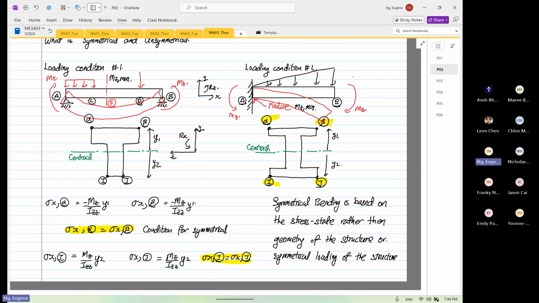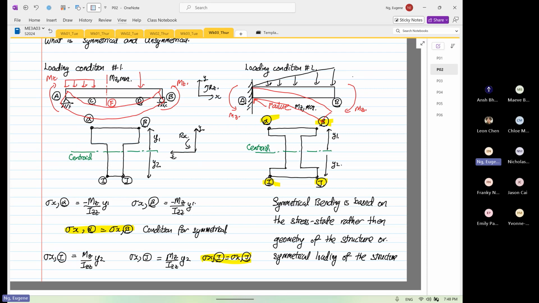A lot of times it seems to be obvious. Why is that? Because when we hear the terms symmetrical and unsymmetrical, our mind automatically goes into the mindset of geometry. Yes or no? It's not. It is a stress state. So in the field of solid mechanics, which is what you're learning now, symmetrical and unsymmetrical condition is a stress field condition, not a geometry condition. I repeat again, it is a stress field condition.